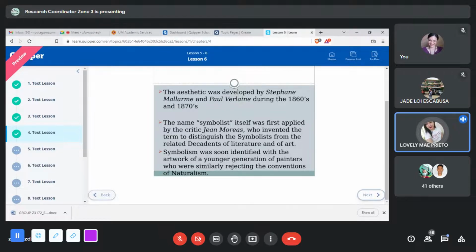The idea of making an art in a very beautiful manner. Kana bang pangit pagkabuhat, oy. Okay, pag dili ma-plaster, pangit dayon. And we do not consider it as art dayon. Okay, kinsa may nag-influence sa ato ana, si Mallarmé and si Verlaine. However, the symbolist name was first applied by a critic named Jean Moréas, who invented that term symbolist from the related decadence of literature and art.